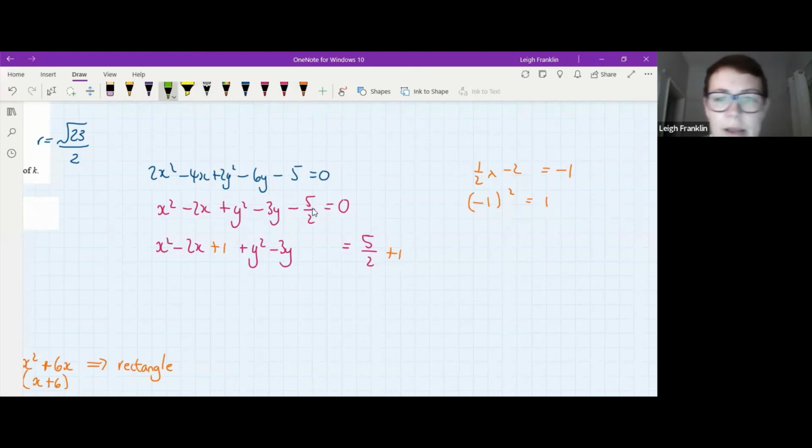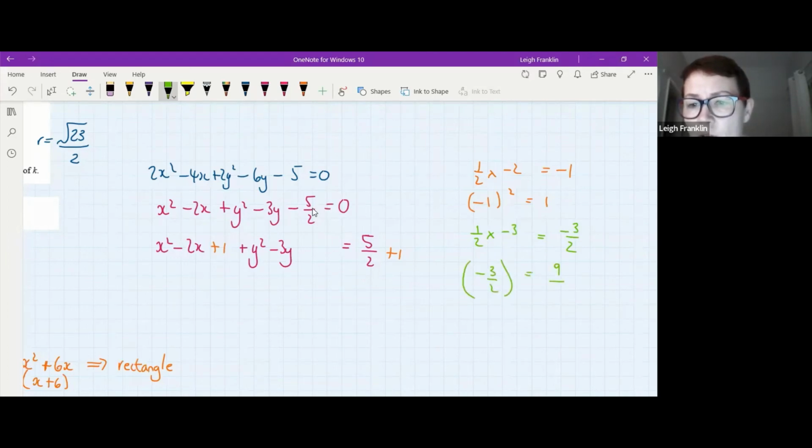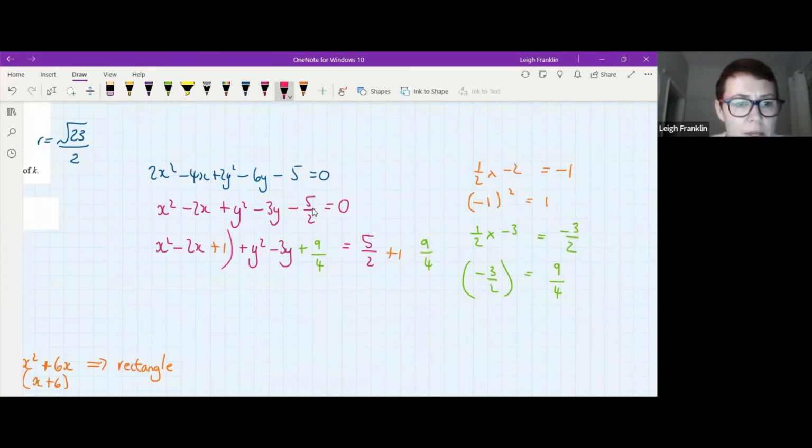Then we've got to take, now this is the hard part, half of negative 3. Half of negative 3 is negative 3 over 2. And then we've got to square this as well. That gives us 9 over 4. Square the 3, square the 2. So now we're going to add 9 over 4 to the left and to the right. So factorizing our perfect square trinomial now, this one over here gives us x minus 1 squared.